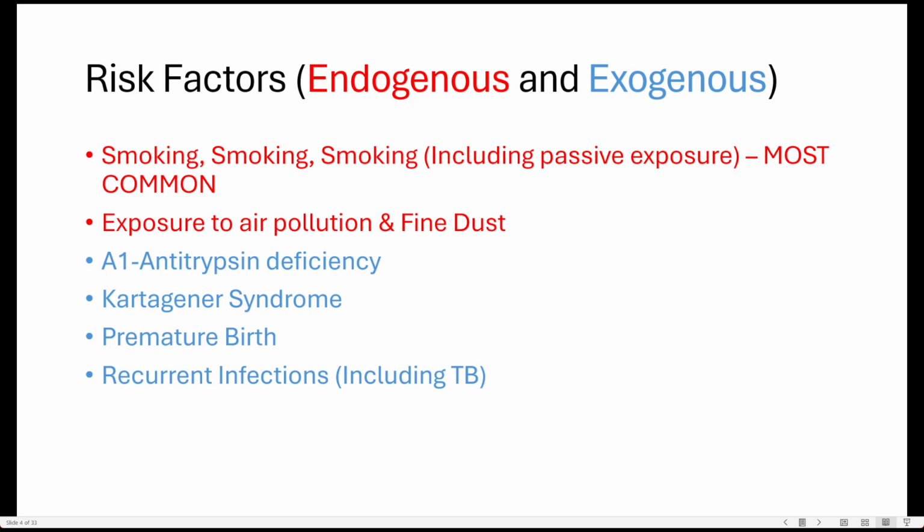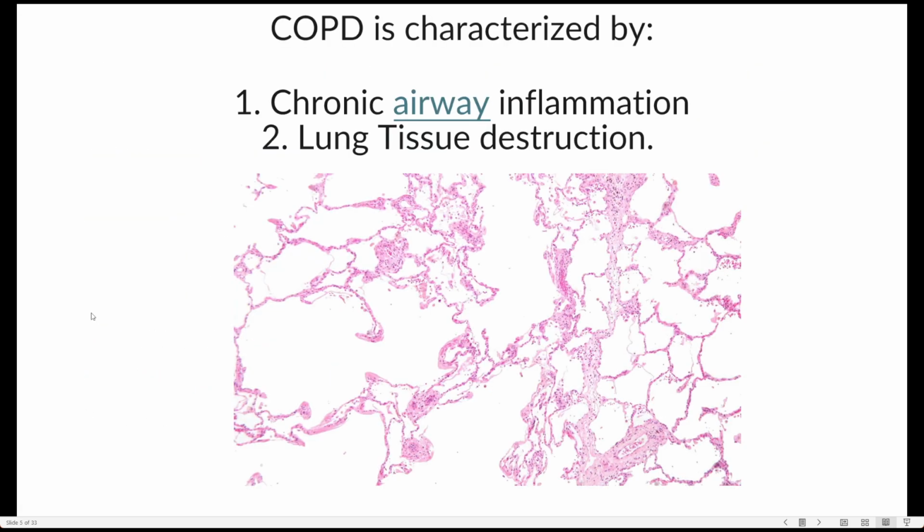There's also Kartagener syndrome. If you recall, Kartagener syndrome is a condition in which you can have bronchiectasis, recurrent infection, sinusitis for example, and you can have situs inversus, where most of the organs are on the opposite side. So for example, the liver would be on the left side, the heart would be on the right side, dextrocardia, all because there is a dysmotility in the cilia itself, the hairbrush. There are also other risk factors like premature birth and recurrent infections for COPD.